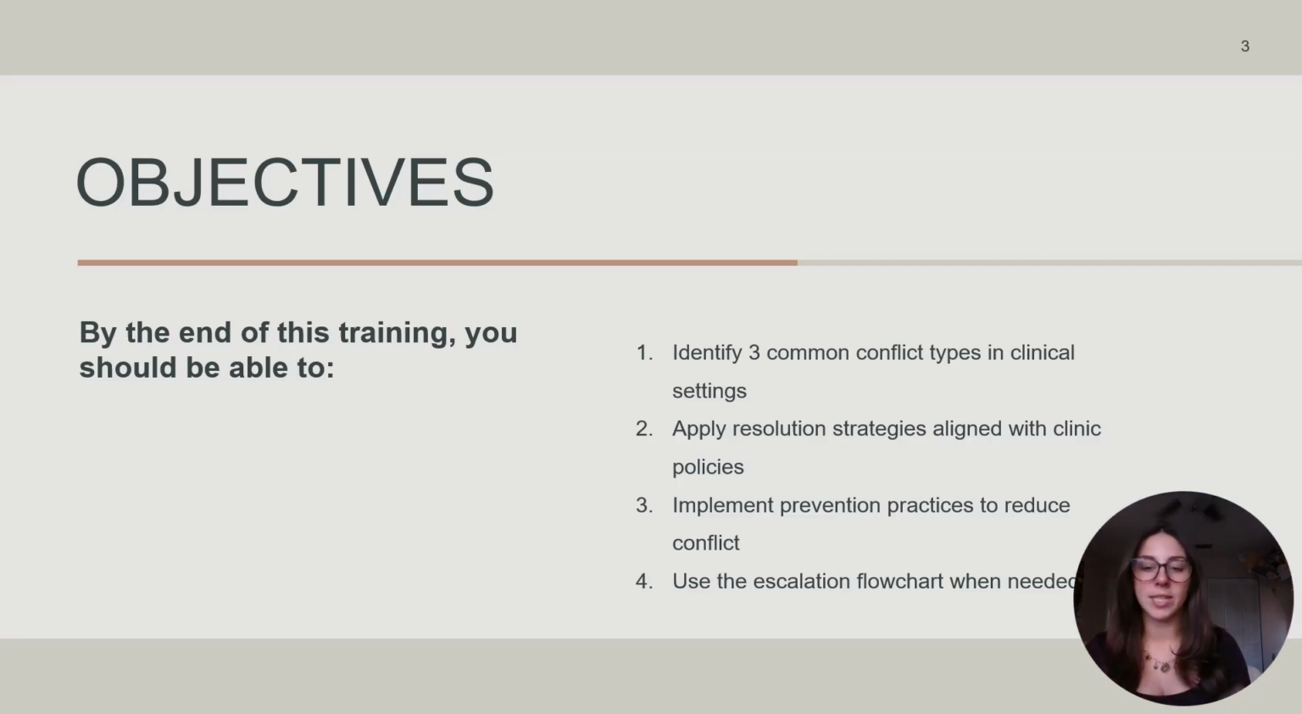Here is what we'll cover today. At the end of the training, you should be able to spot the most common conflicts that we deal with. We're going to talk about three common ones. Know what action steps to take when these things do happen. Use prevention strategies to stop conflict before it keeps growing. And follow a clear flow chart if something needs to be escalated by your supervisor.